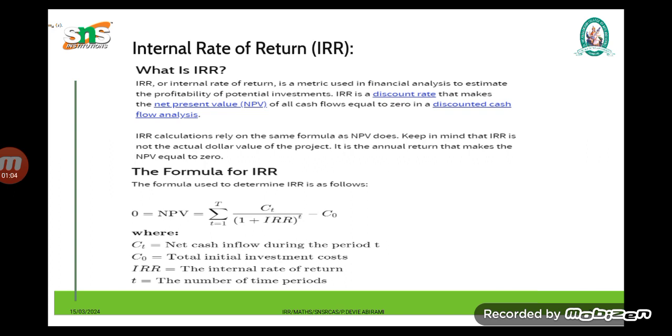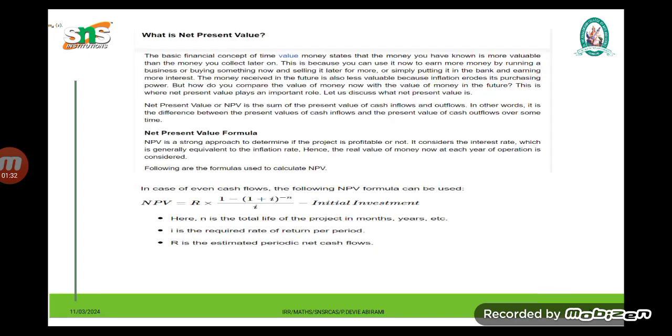My IRR formula is: NPV equal to 0, net present value equal to 0, is the sum over time period t from 1 to T of Ct divided by (1 plus IRR) to the power t, minus C naught, where Ct is the net cash flow during the time period, C naught is the total initial investment, IRR is the internal rate of return, and T is the number of time periods.